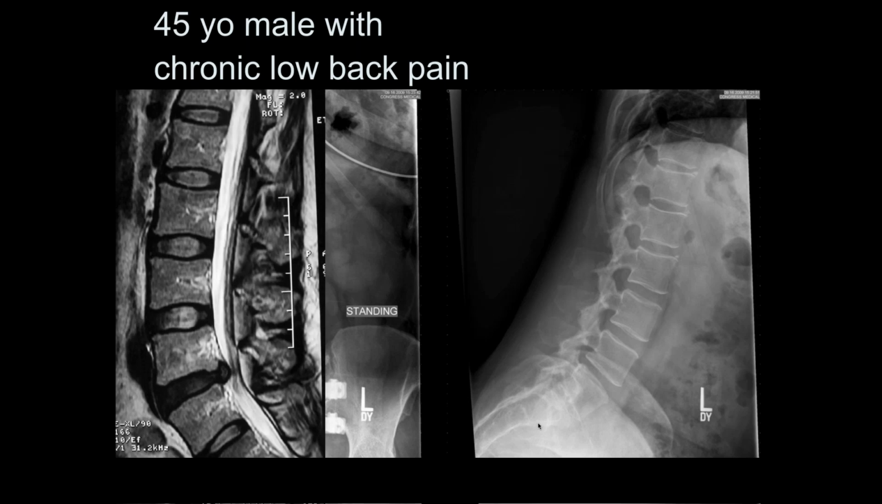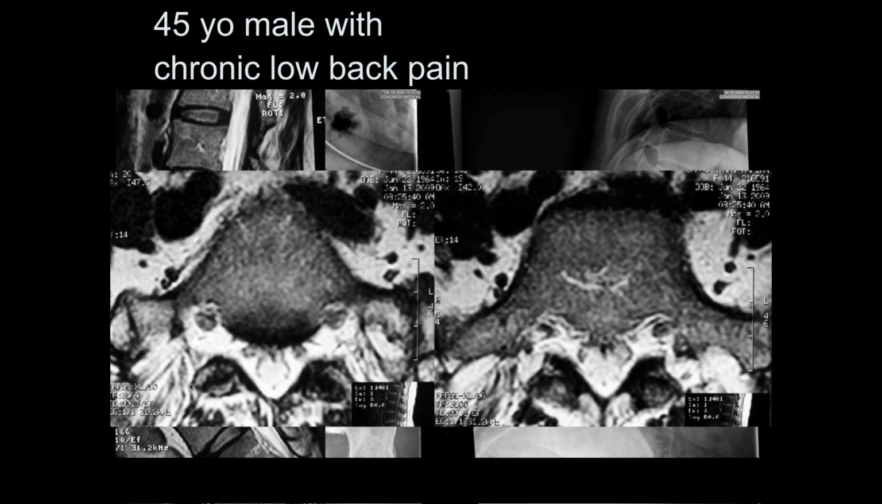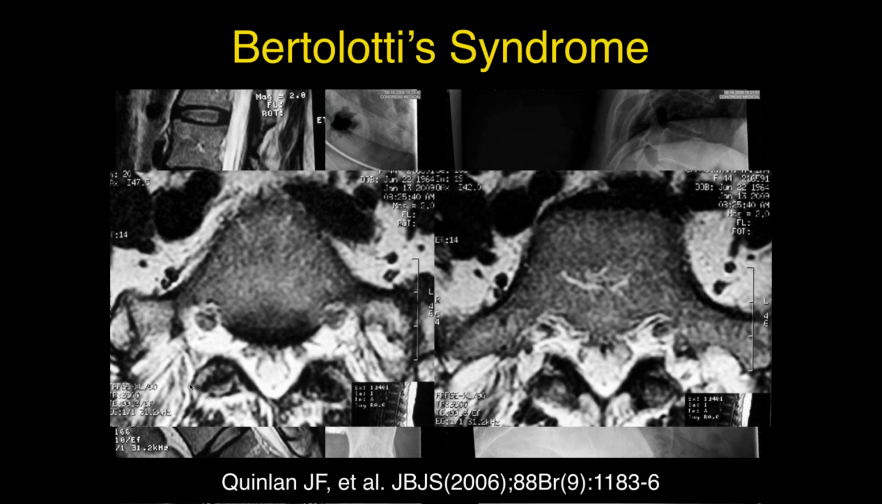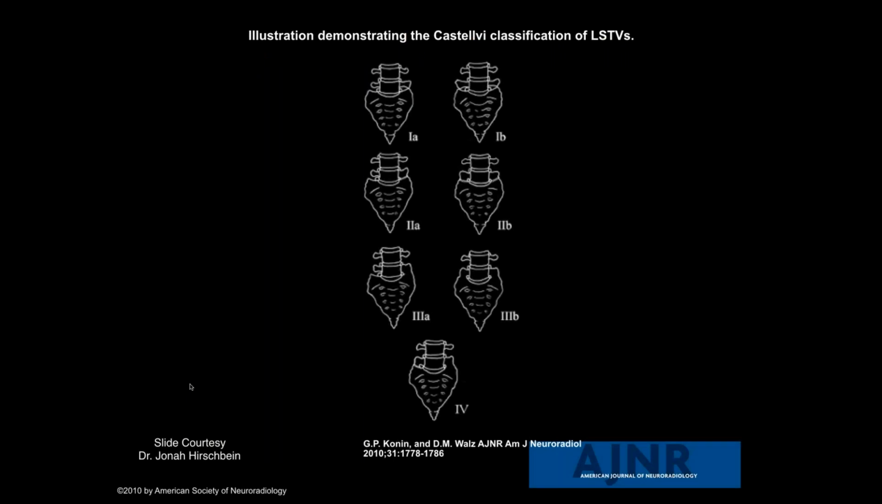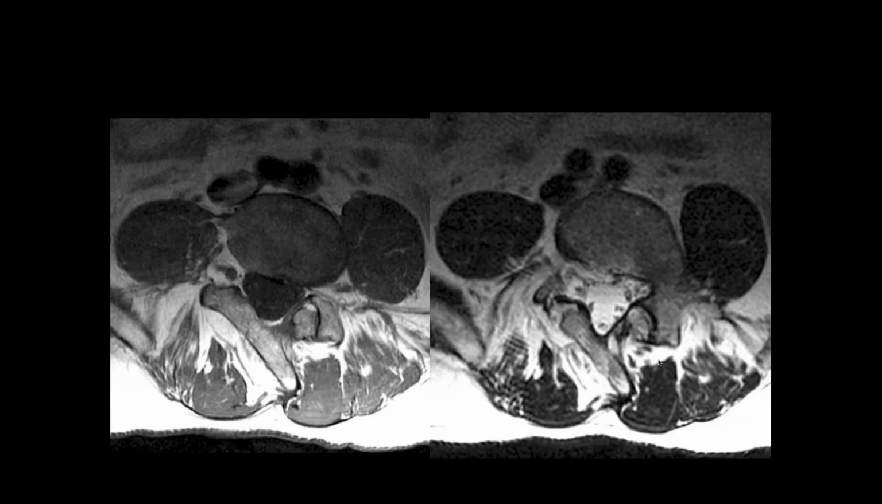Here's what the MR scan looks like. Right, there's associated disc disease at L4, L5. And then here is another case of Bertolotti syndrome. And then there's just an illustration of the way to classify these. But most people just describe the findings, and it's really the asymmetry in this disease. The symmetric problems typically don't cause a lot of symptoms. It's the asymmetry that you have to look for.